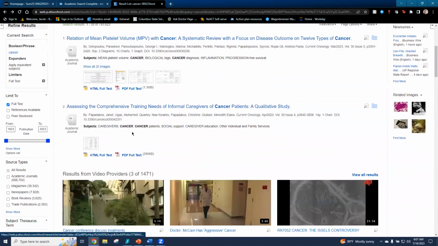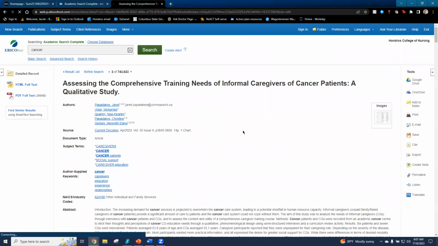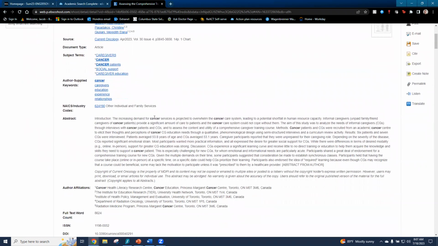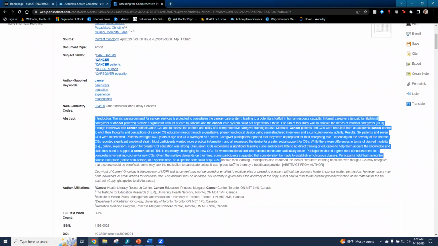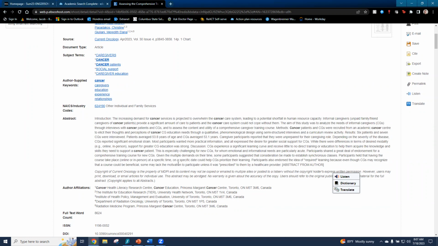Here you'll see a lot of these sources have PDFs, which is great. I'll just go back to this source that I was using. We're given a lot of good information here. So these are all the authors. This is the journal that it was published in, Current Oncology, when it was published, and the type of article or the type of source it is. The abstract is basically a summary of the source. So if you read through this, it'll tell you what the source is going to be about.